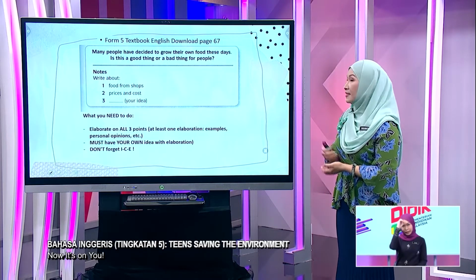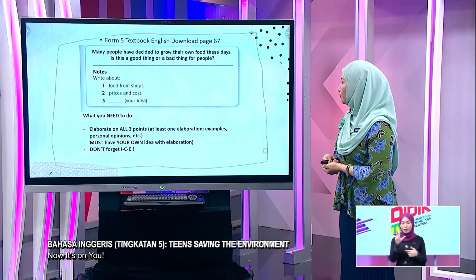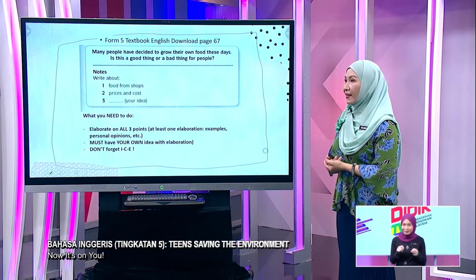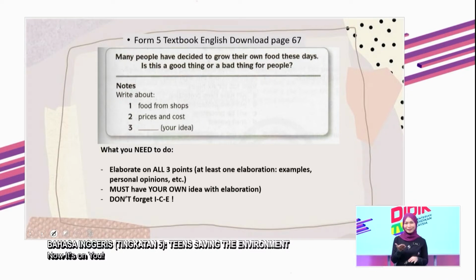And again, similar to the previous activity that we did, there are 3 points that they need to write about with examples. If you look on screen at the moment, these are the 3 points. I always repeat myself over and over again. Elaborate on all 3 points, with at least one elaboration with examples, personal opinions, and others which are related. I say this all the time in class. But they still forget. It is normal, teacher. But do not forget ICE, teacher. What is ICE, teacher?